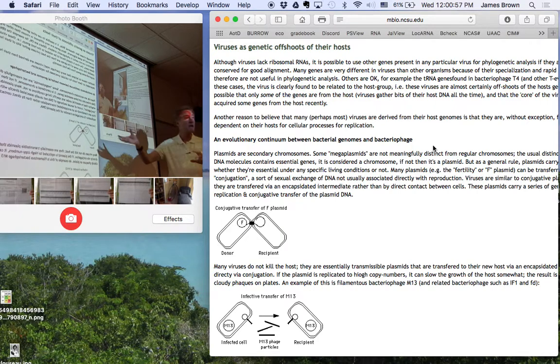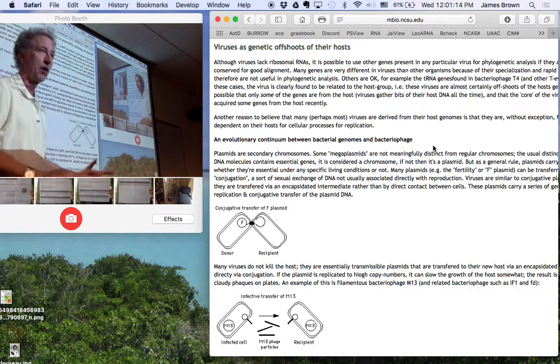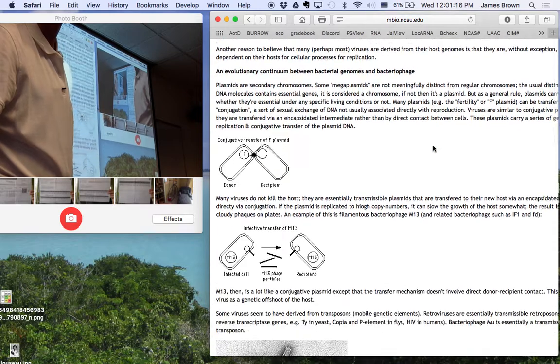And this exchange of DNA from one cell line to another is a form of sexual exchange of genetic information. It's a stand-in for sexual exchange in bacteria. And so F is clearly an offshoot of the host. That's part of the genetics of the strain.